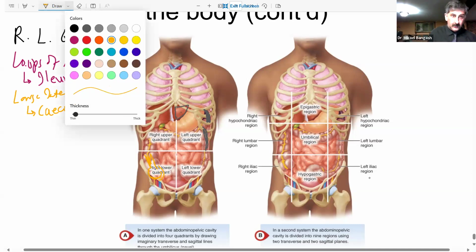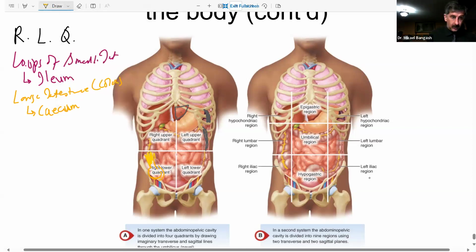Remaining part of the large intestinal colon that we have here is going to be the first part of the ascending colon. So the colon mainly is just called ascending because it ascends up. Transverse because it runs transversely. And descending because it runs down.